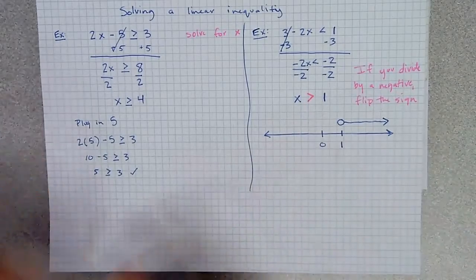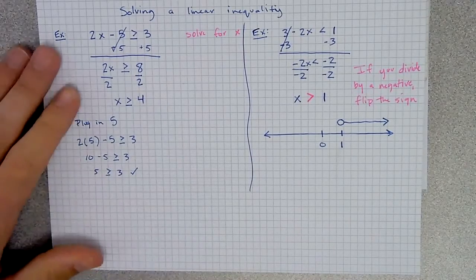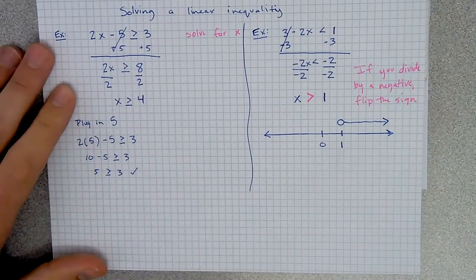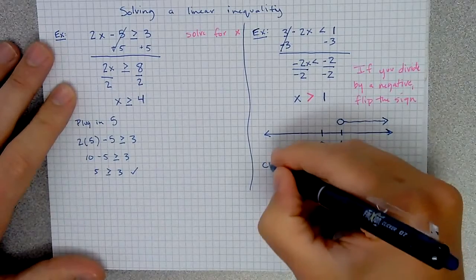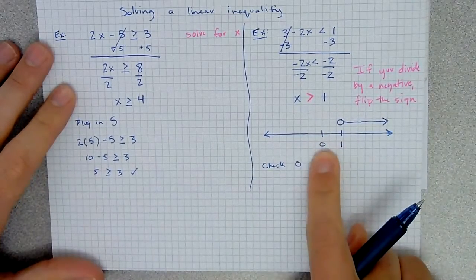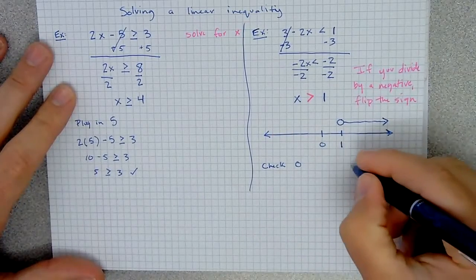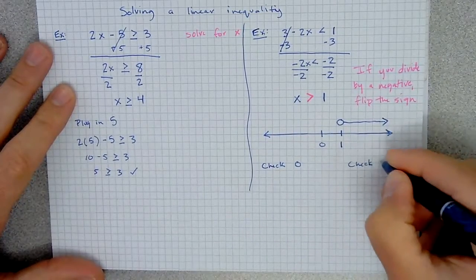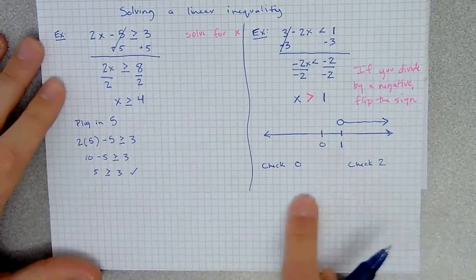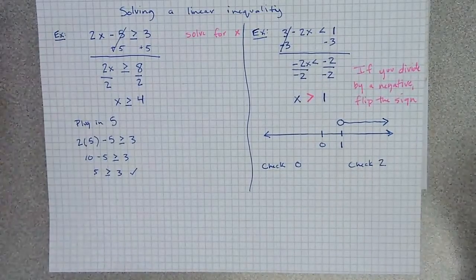And so the good thing about this is we can always kind of check our work. Maybe we forgot to flip the sign. Maybe we are unsure if we should flip the sign or not. If we have a boundary point of 1, I can check a point of 0, which is not in the boundary, and I can check a point of 2. So remember, when you plug in these points, if they're in the shaded region, they should work. They should give you a true statement.